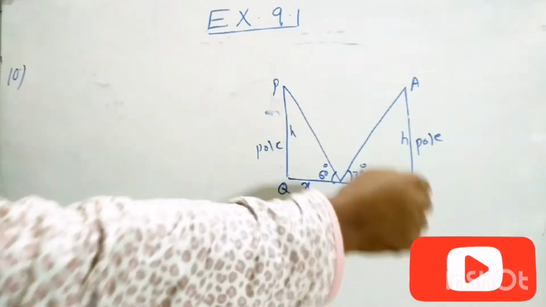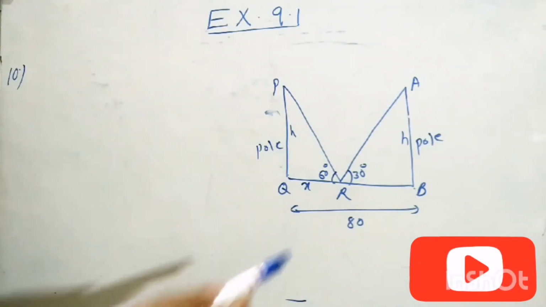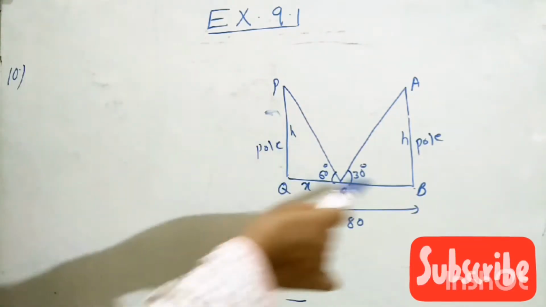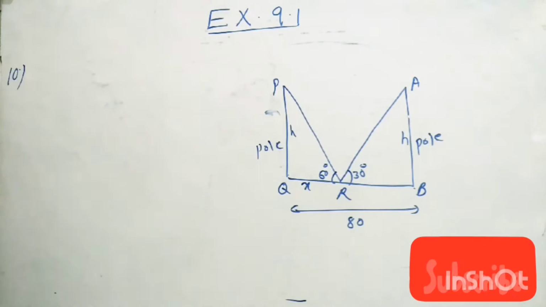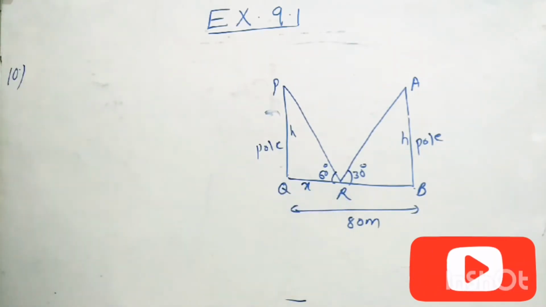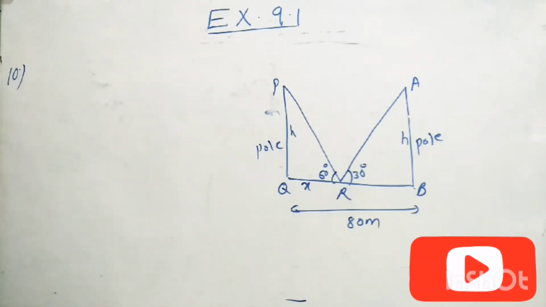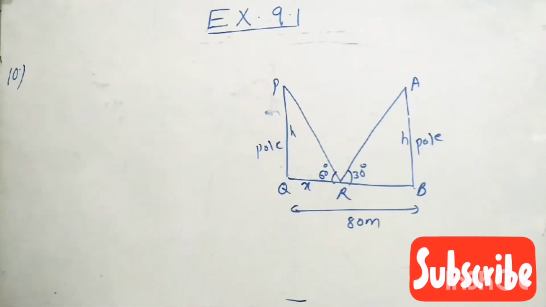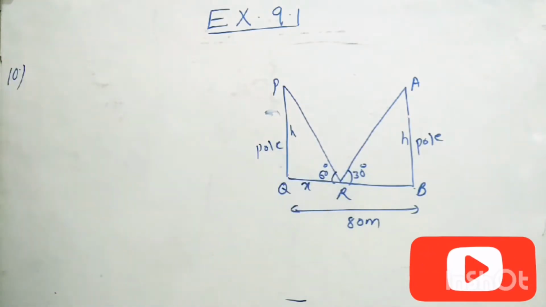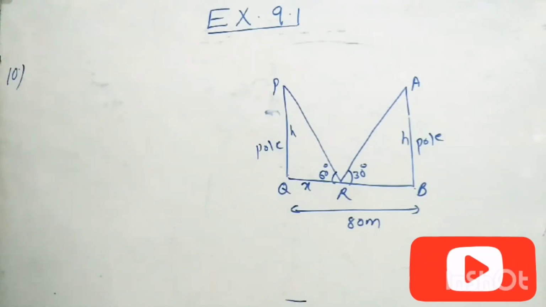This PQ and AB, they are our poles, and we have one point on the road, this QB represents a road. The width of this road is given, that is 80 meter, and that R is a point on the ground. The angles of elevation are given, that is 60 degree and 30 degree respectively. Here the heights of the poles, they are equal.